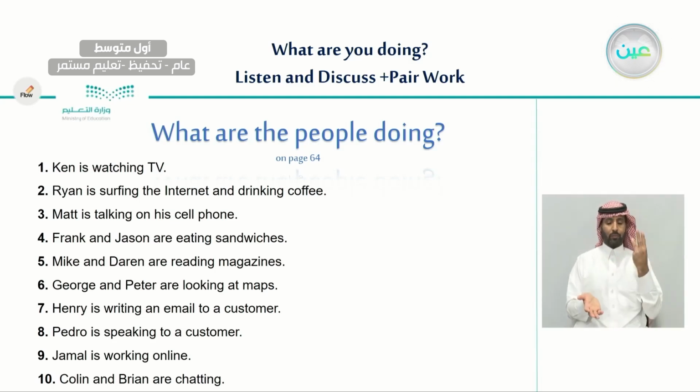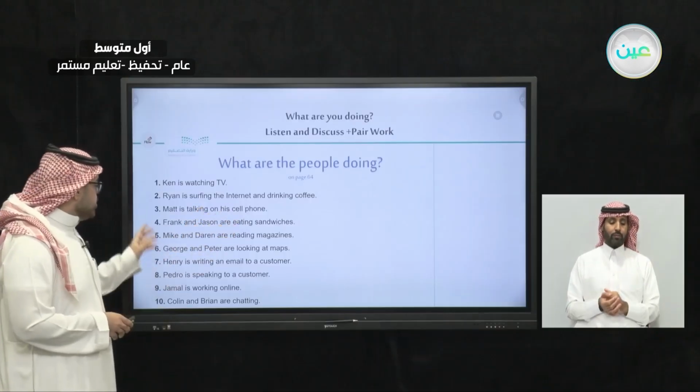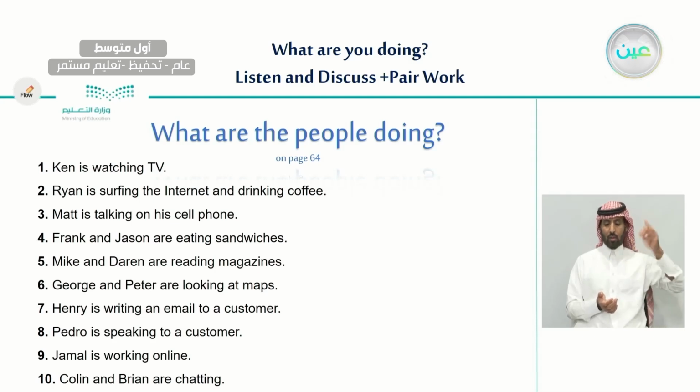Number 3, Matt is talking on his cell phone. Number 4, Frank and Jason are eating sandwiches. Number 5, Mike and Darren are reading magazines. Number 6, George and Peter are looking at maps.